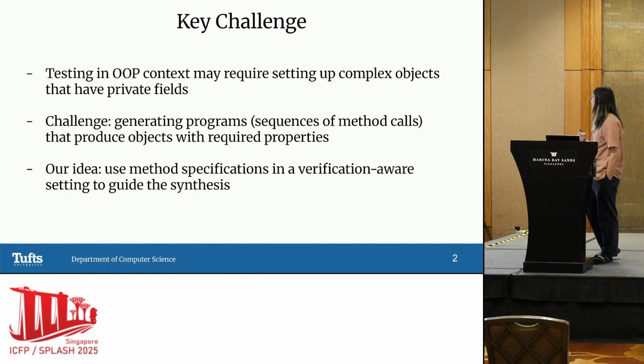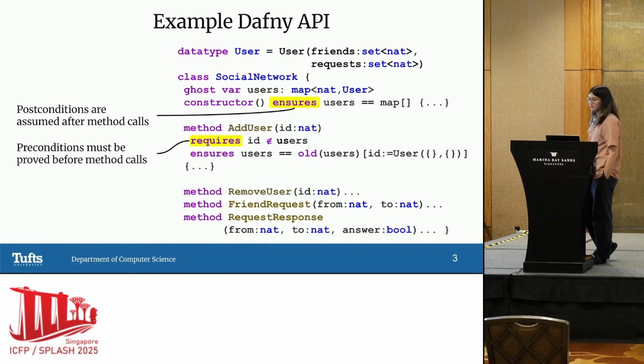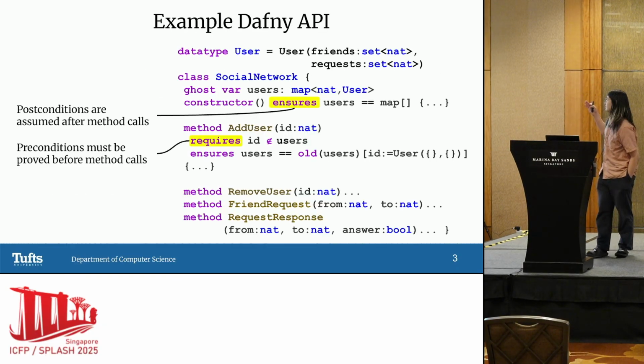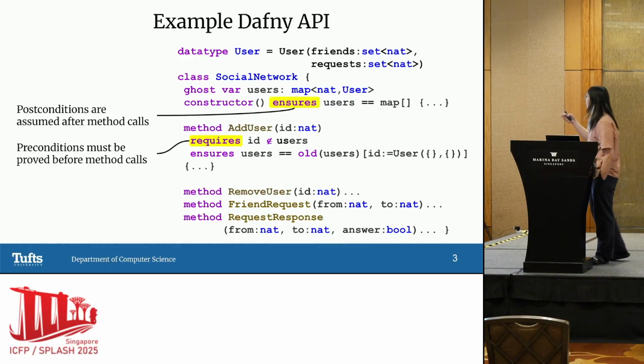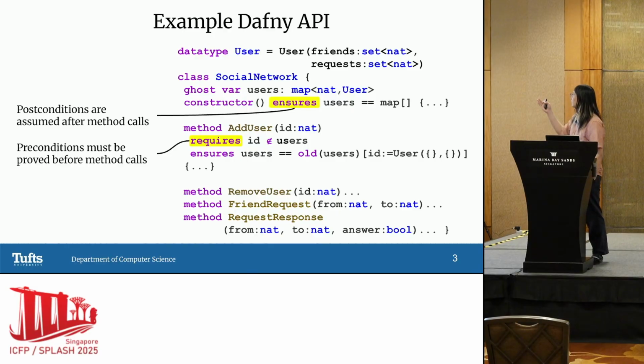So our idea is to use method specifications in the verification-aware setting. In particular, we're using Dafny to guide the synthesis. So let me walk you through Dafny through this small example that we're going to talk about. Dafny is a verification-aware, semi-automated language where the user guides verification by writing pre- and postconditions. So here, the postcondition is written with an ensures clause, where it's assumed after calling the method. And preconditions written with requires always need to be proven before you invoke the call.